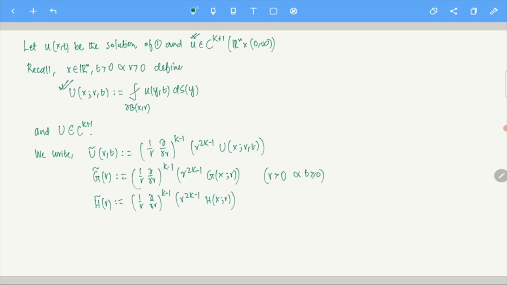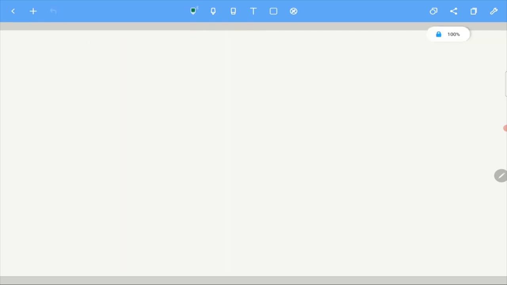Here also something similar happens. Maybe I can do it in the next page. So u tilde, this is the first lemma, you can say u tilde solves the one dimensional wave equation. So u tilde of tt minus u tilde of rr is equal to 0 in R plus cross 0 infinity. Clear?